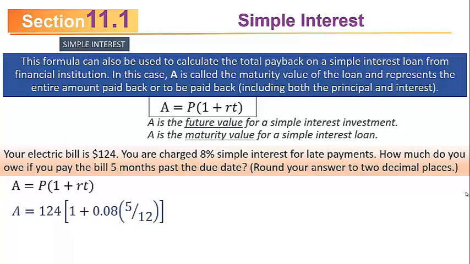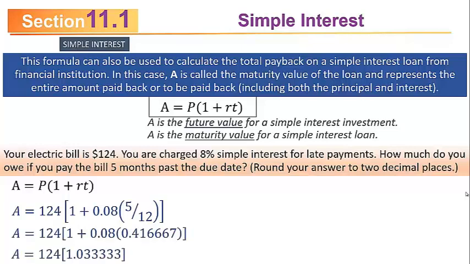The principal is the amount of the bill, that's $124. The interest rate is 8%, that's 0.08. You're doing it 5 months late, so that's 5/12 of a year. 5/12 is about 0.416667. Multiply by 0.08 and add 1, and you get 1.033333, and you multiply that by 124, and you end up with $128.13.